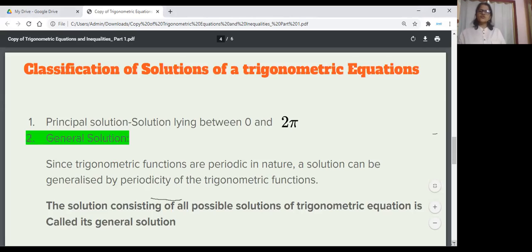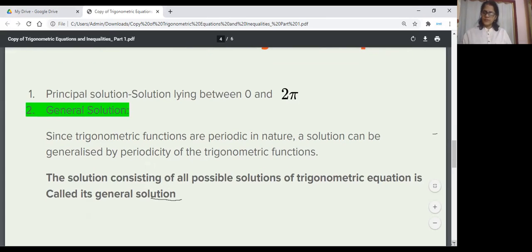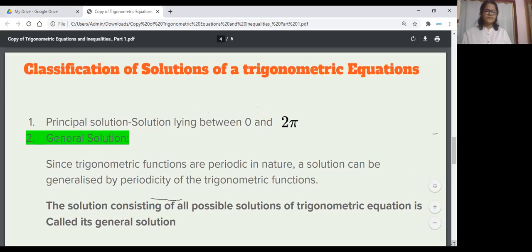So, classification of solutions of trigonometric equations. We can classify the solutions into two types. One type is the principal solution, and the other one is the general solution. Now, what is the difference between the two? Let me just tell you here before we go for more concepts.